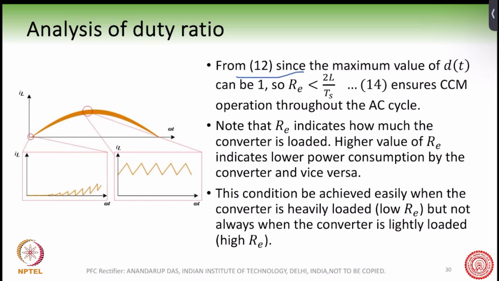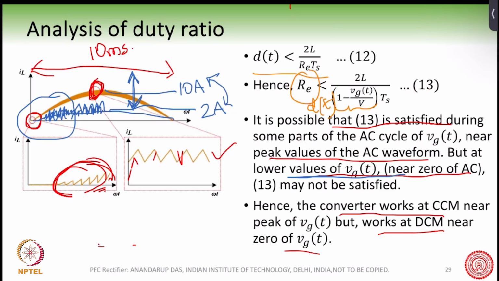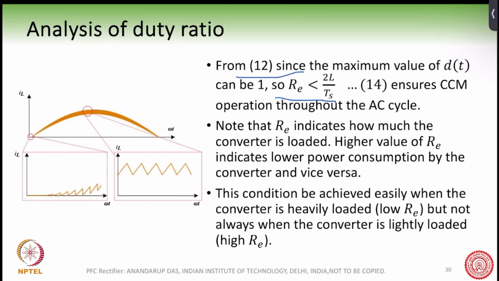Here you see from 12, the maximum value of dt is 1, so RE is less than 2L by TS. This ensures CCM throughout the AC cycle. If you go back to 12, the equation at the top of the slide, dt is 2L by RETS. So RE is less than 2L by dTS, and the maximum value of dt can be 1. It cannot be more than 1. So if you can ensure that RE is less than 2L by TS under all operating conditions, then we are ensuring CCM throughout the AC cycle.